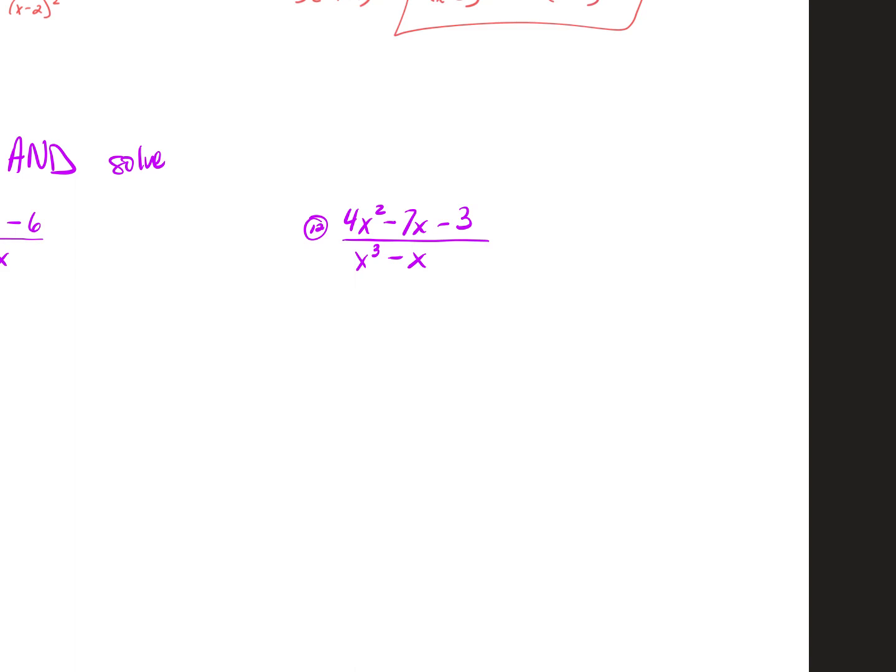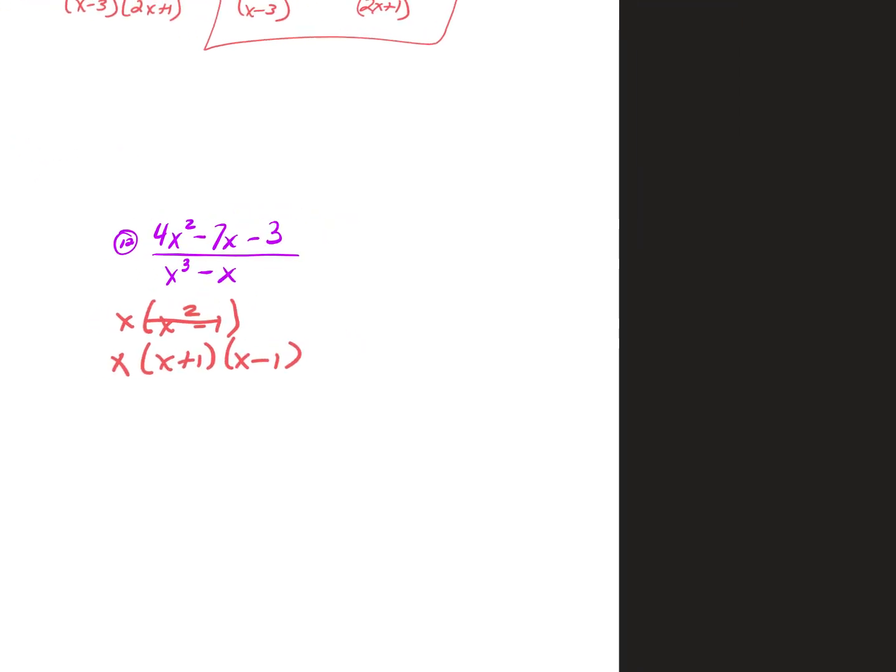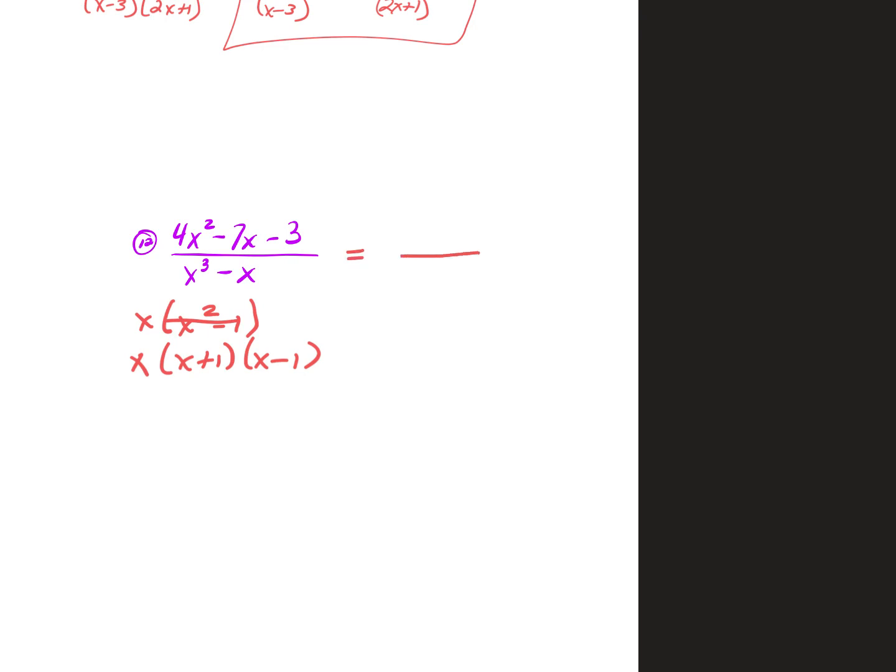So the first thing we're going to do is factor. If I take out my x, I'm left with x squared minus 1. Again, we can break that down more: x times x plus 1 and x minus 1. It's going to be another long one. So I have 3 pieces to this problem. I have x, I have a denominator of x plus 1, and I have a denominator of x minus 1. So I have A, B, and C.